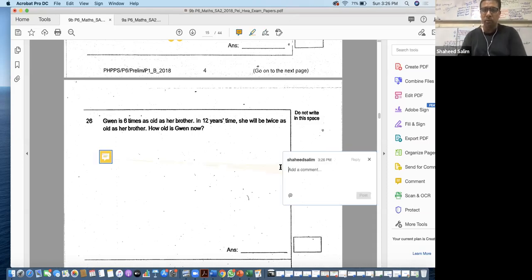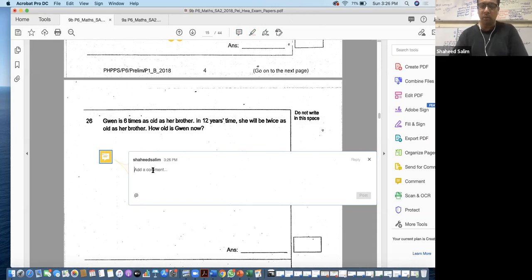You can do this one. Gwen is 7 times Ali's age. In 10 years' time, Gwen will be 3 times Ali's age. How old is Gwen? Okay, you try this one. Let me see whether I got your numbers right.